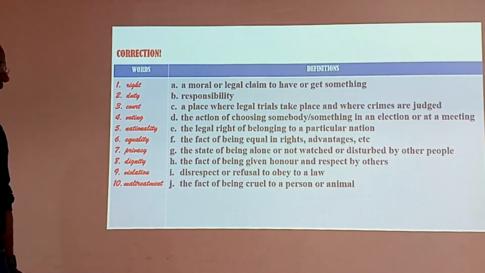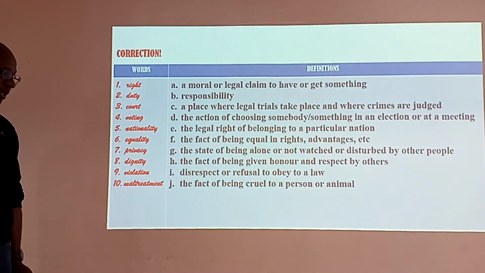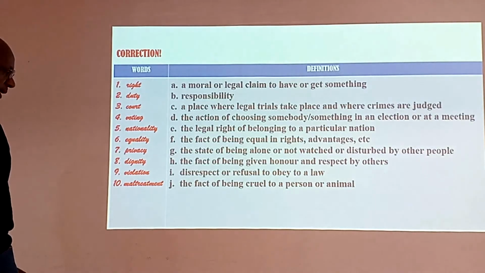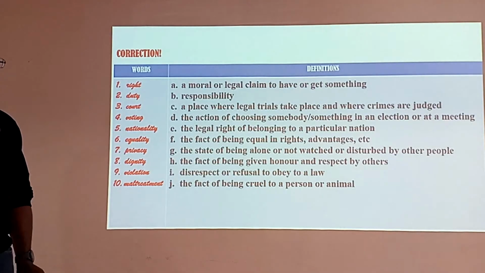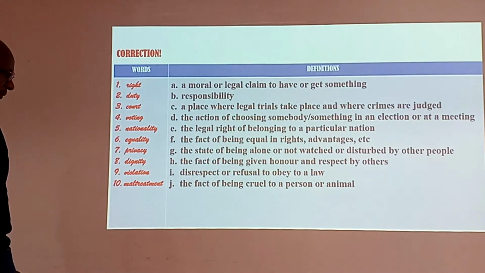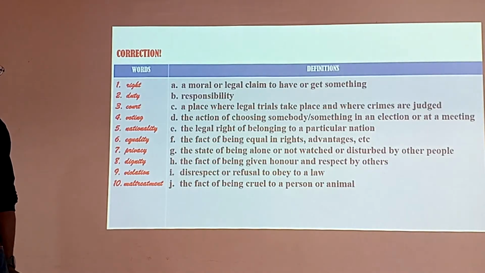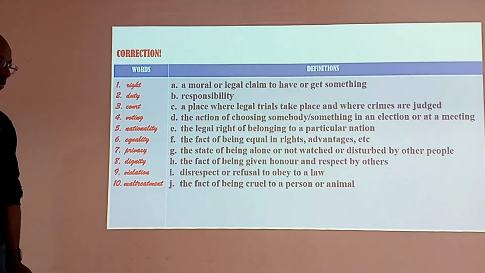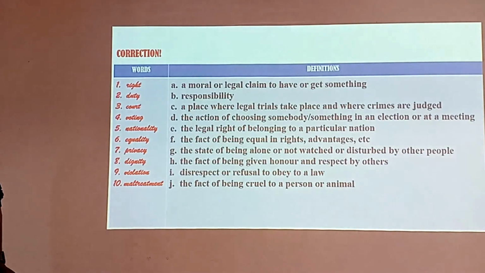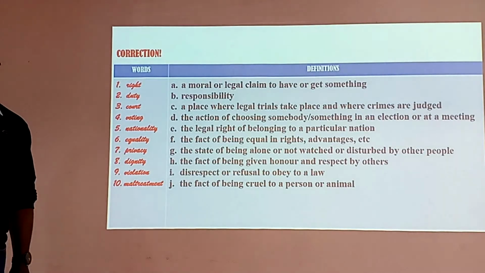7, privacy. Privacy is the state of being alone or not watched or disturbed by other people. 8, dignity. Dignity is the fact of being given honor and respect by others. 9, violation is disrespect or refusal to obey a law. In Arabic we say intihak. And the last one, maltreatment, is the fact of being cruel to a person or animal. Okay, so this is your first exercise.